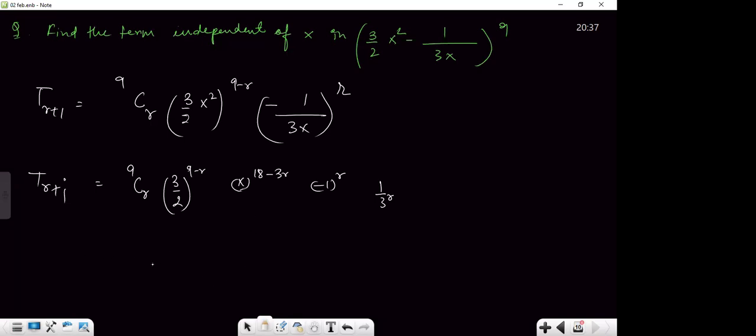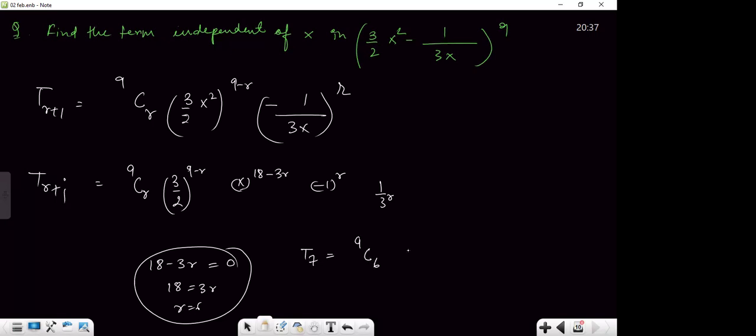Okay. So x power is 18 minus 3r here, which should be 0. 18 is equal to 3r. r comes out as 6. So r has to be 6 to find out the term which is independent of x. So the seventh term will be the term independent of x, 9C6 into 3 by 2 raised to power 9 minus 6. 9 minus 6 is 3.